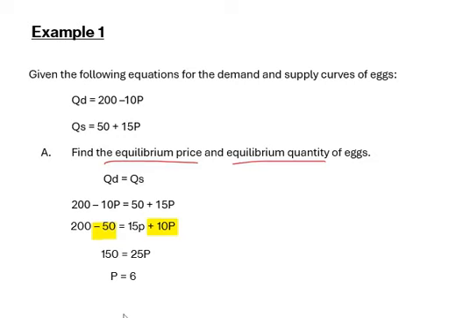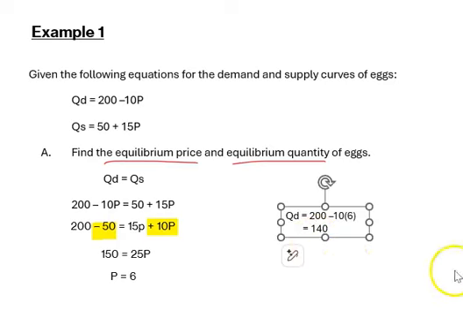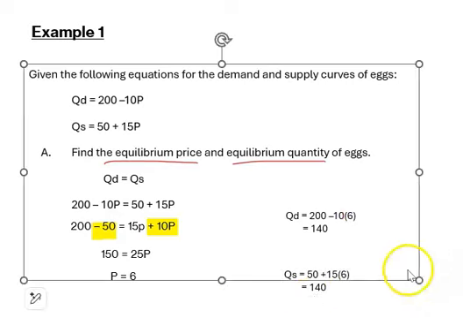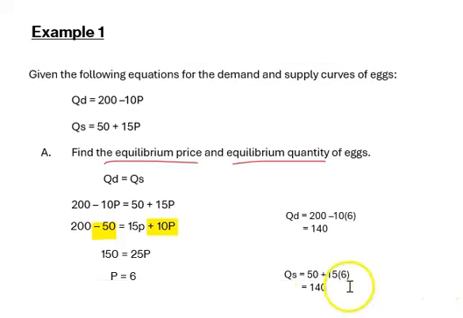So to find our quantity, we substitute p into either QD or QS. If we substitute it into QD, it becomes QD equals 200 minus 10 times 6, which is 200 minus 60 equals 140. If we substitute 6 into QS, it gives us QS equals 50 plus 15 times 6 equals 140.